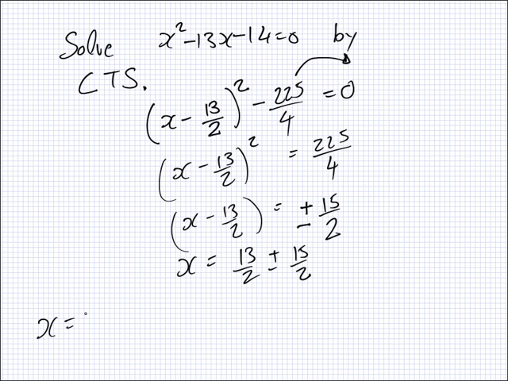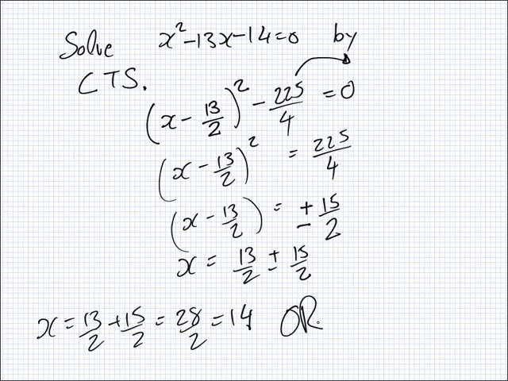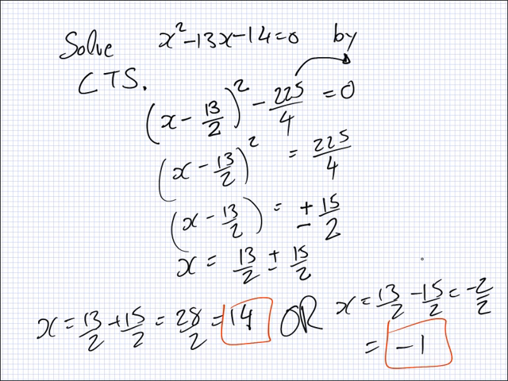So either x equals 13 over 2 plus 15 over 2, which is 28 over 2, which is 14. That was the same answer, wasn't it? Or x equals 13 over 2 minus 15 over 2, which equals minus 2 over 2, which equals minus 1. The exact same answers as before, although longer. Okay, write this method down.